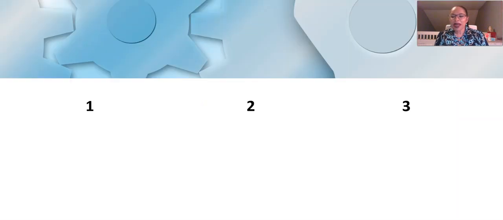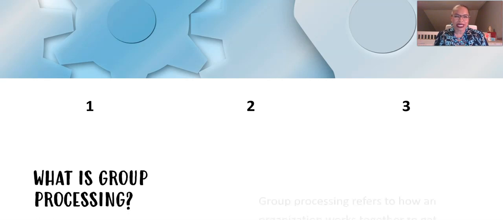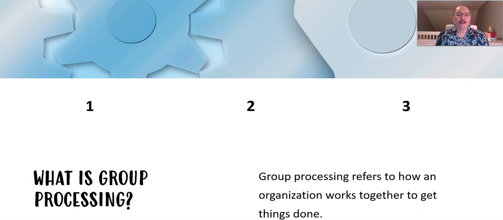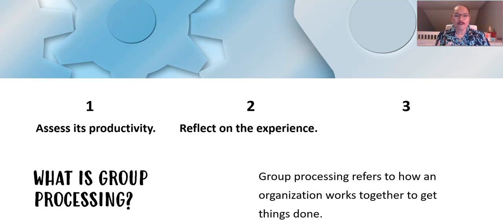All right, so you may be thinking, Kelly, what exactly do you mean by group processing? Well, group processing refers to how an organization works together to get things done. And so there are three things that are going to happen during this process. Your students are going to assess their productivity as a group. So each group in the course is going to take time to think about how well are we functioning.